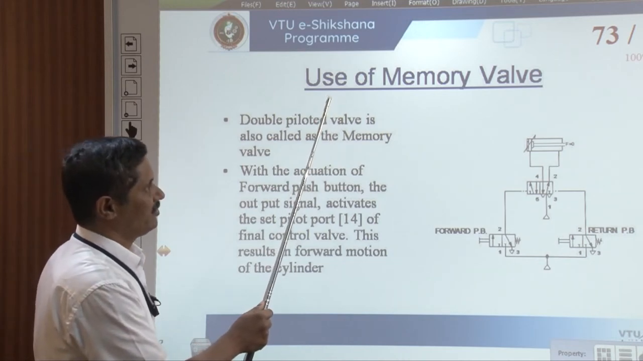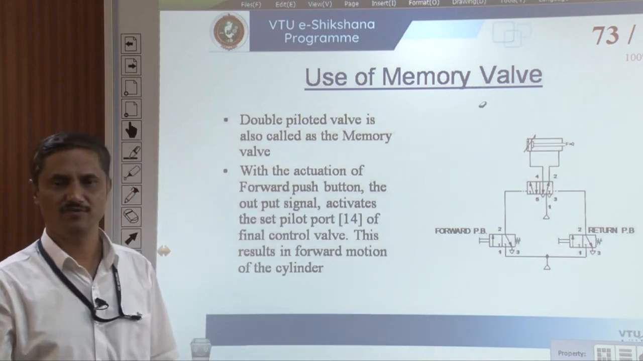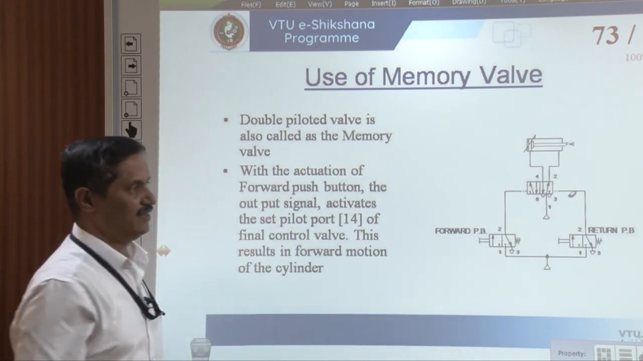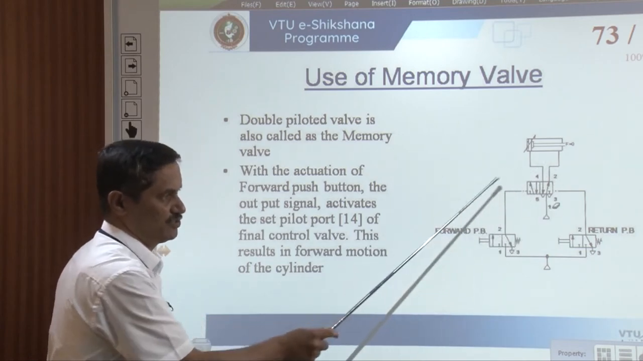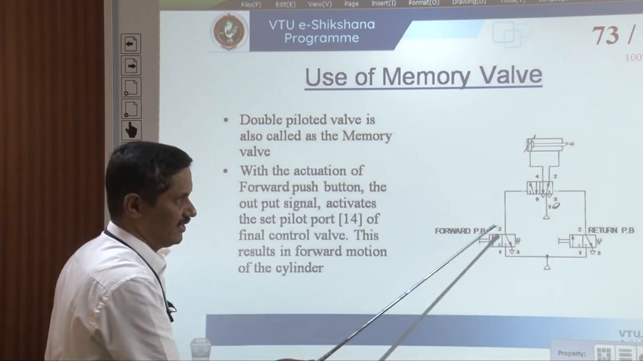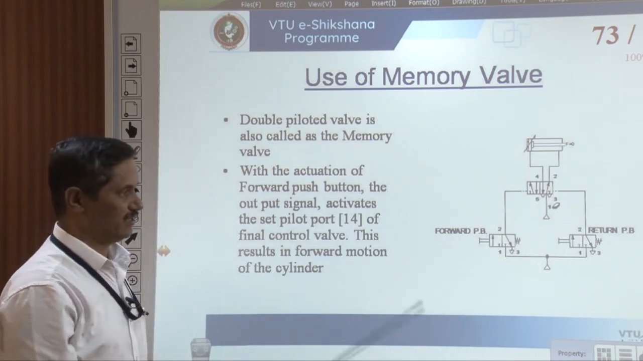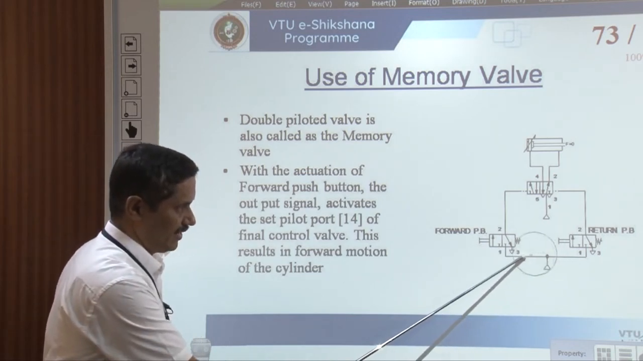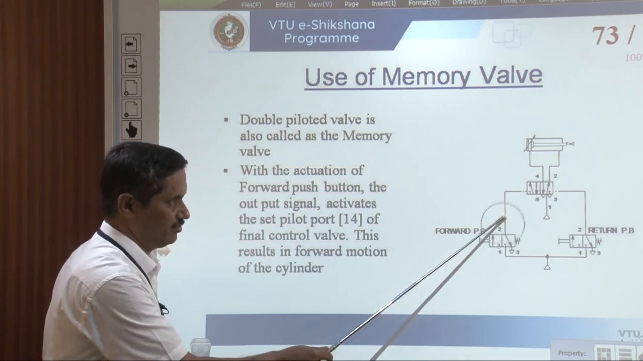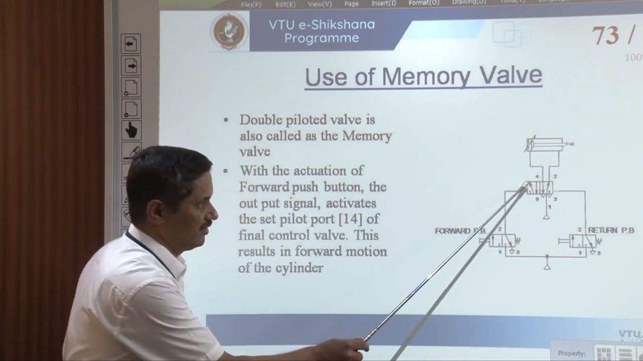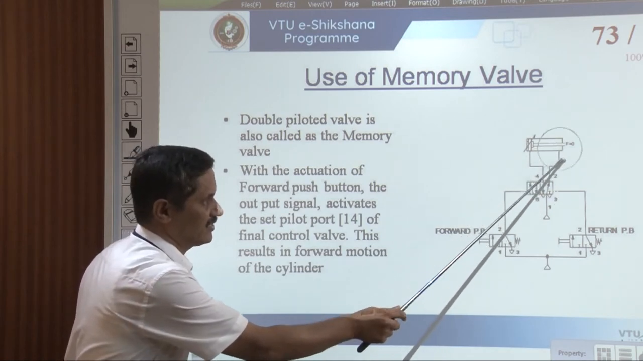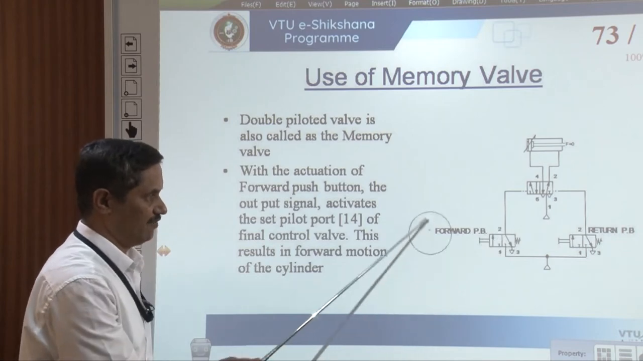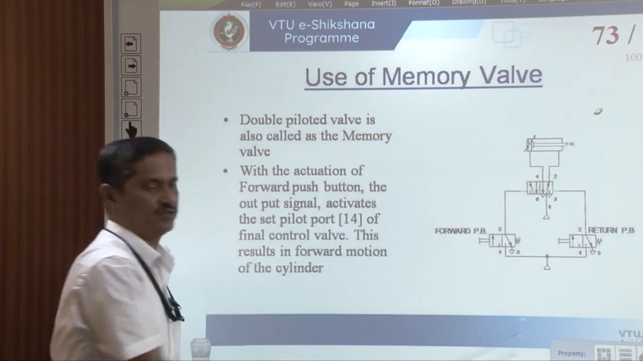Now I am going to tell you how the memory valve works. What is a memory valve? You can check it here, this is the valve. In this valve you can see there are 5 ports, 2 positions, and set and reset ports. In this type of valve, if I press the forward button, air will travel from here. When you press it, 1 gets connected to 2, air will go here. When the air goes here, you can set it, the air in turn will go here and this gets connected to the vent side. So this will make a forward motion. When I press the forward button, it gives you a forward motion.